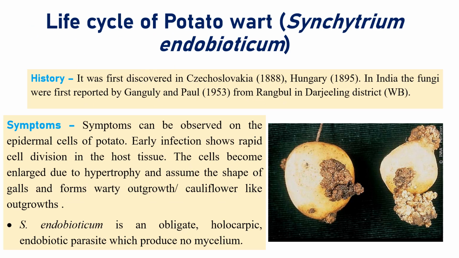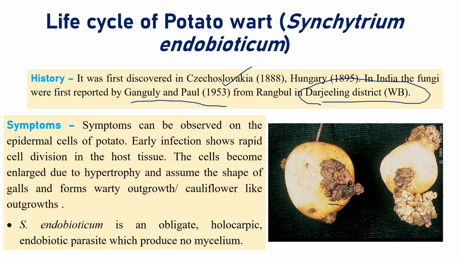We'll see the life cycle. I'm not going into detail, I will give you the basic information. Here, the potato wart life cycle was first discovered in Czechoslovakia in 1888 and later in Hungary in 1895. In India, it was first reported by Ganguly and Paul in 1953 from the Darjeeling district of West Bengal. Since it is confined to the area of Darjeeling, it comes under endemic disease.